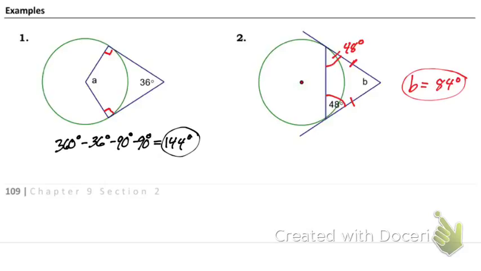So your goal is to immediately recognize that if there are two tangent lines that meet at a point outside, then it creates congruent lines. Also remember that if it meets at the center in a tangent line, those are 90 degrees.